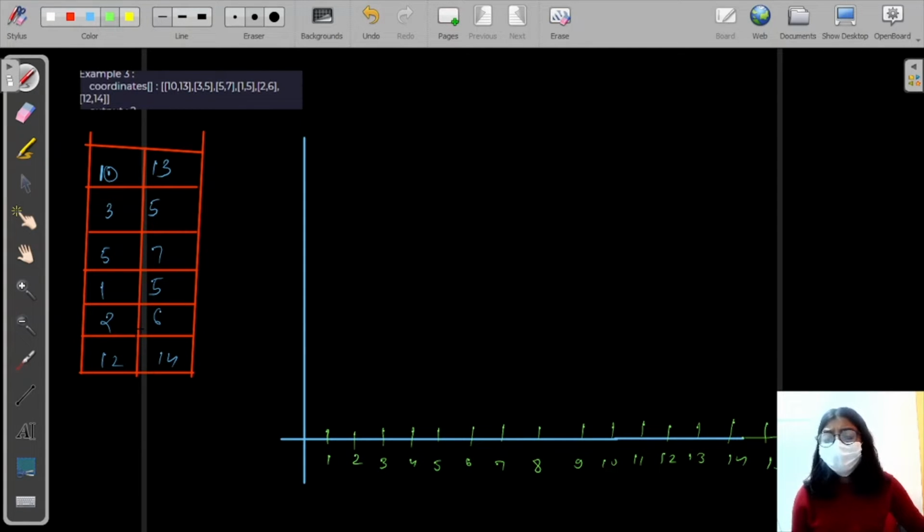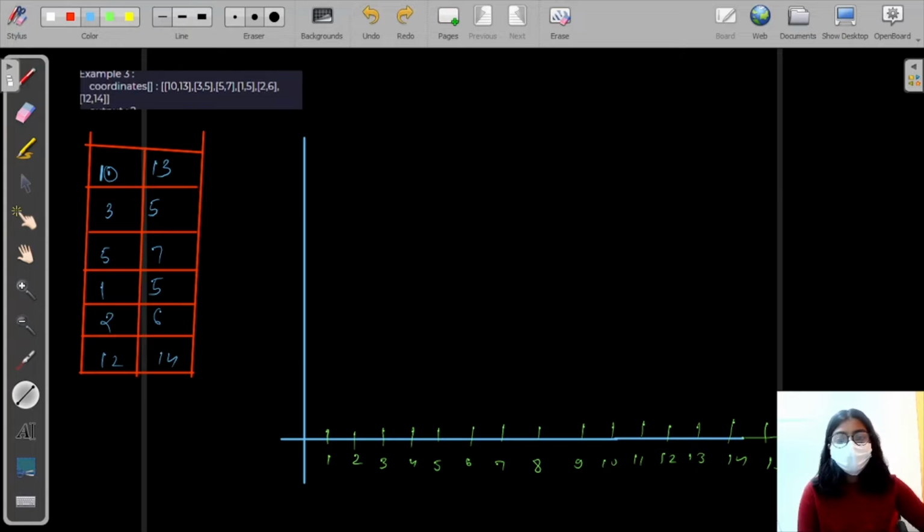I see here that I'm going to sort this coordinates array according to the ending point of each of the balloon. So if I sort this array according to the ending point of each of my balloons, then my coordinate array would become something like this.